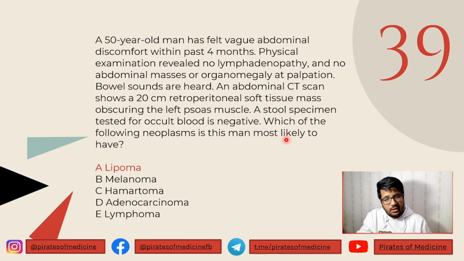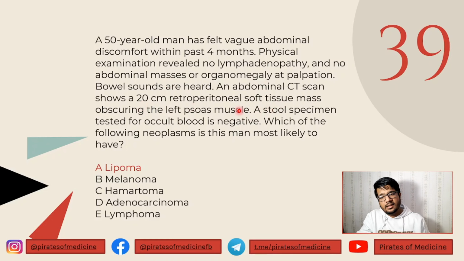Now, as you can see, there is no other disorder. There is no lymphadenopathy. There is no pathology in the lymph nodes. There are no abdominal masses. The organs of the abdomen are not increased in size. The bowel sounds are normal. But the abdominal CT revealed this 20 centimeter retroperitoneal soft mass.